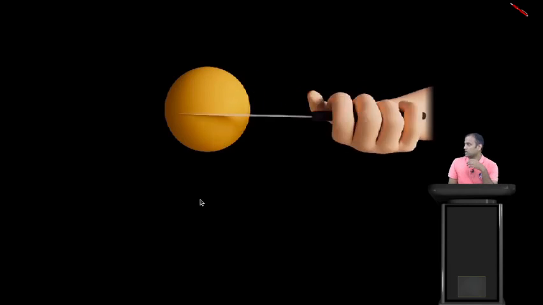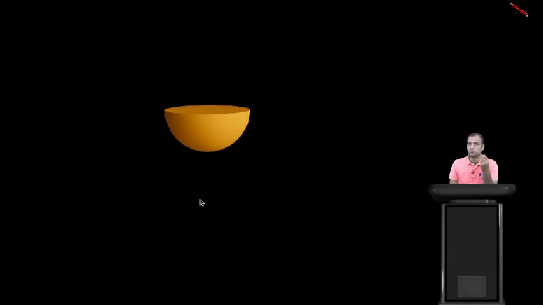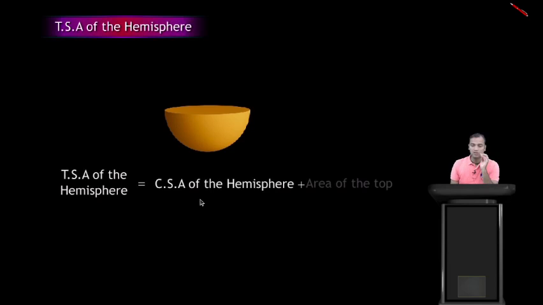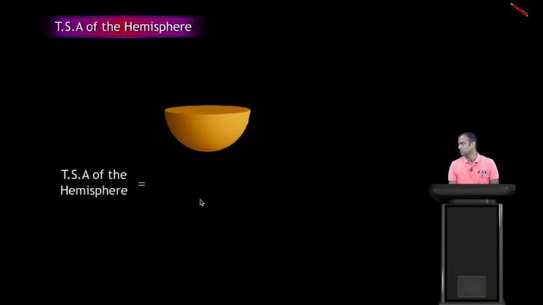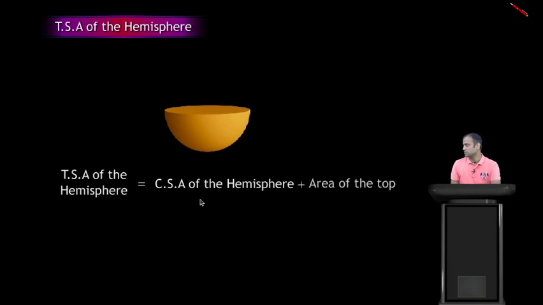Now cut the sphere in half. Then we will get this kind of shape. And you know what this is? Yes, it is a hemisphere. So a hemisphere is just half of the sphere. So we can find CSA and TSA by just making half of the sphere. Now what is TSA? TSA means the CSA of the hemisphere, and then we have the area of this portion also. So it is the CSA of the hemisphere and then the area of the top.